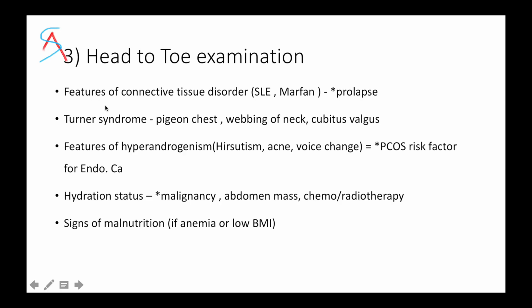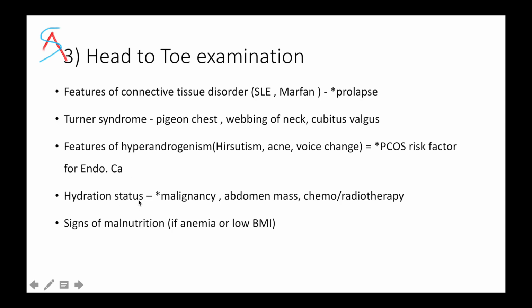Then you have to look for any features of connective tissue disorder like SLE or Marfan syndrome, because uterine prolapse is common in patients with connective tissue disorders. If the patient gave history of amenorrhea, then look for Turner syndrome features like pigeon chest, webbing of neck, cubitus valgus. Features of hyperandrogenism, you have to look for, like hirsutism or acne or any voice change from high pitch to low pitch, because polycystic ovarian disease is a risk factor for endometrial carcinoma.